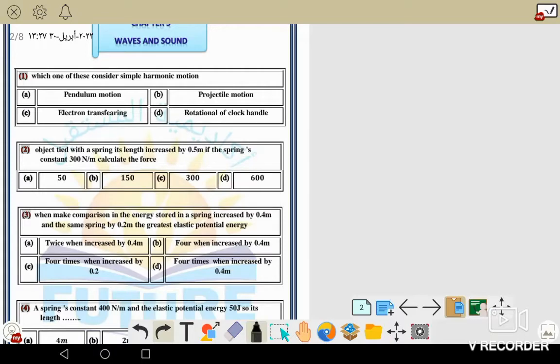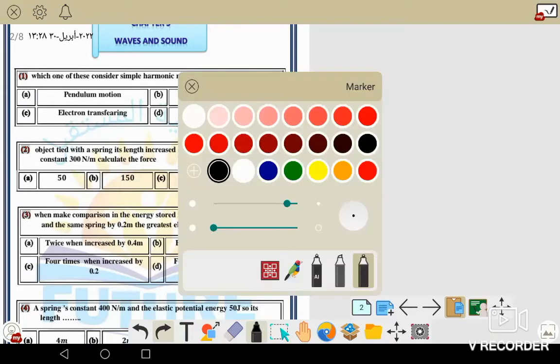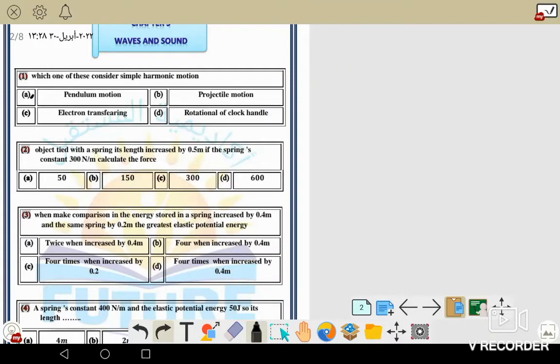Today with chapter 5 Waves and Sound. The first question: which one of these is considered simple harmonic motion? Simple harmonic motion is a type of motion which is repeated at a certain time. So, a pendulum is considered a type of harmonic motion.